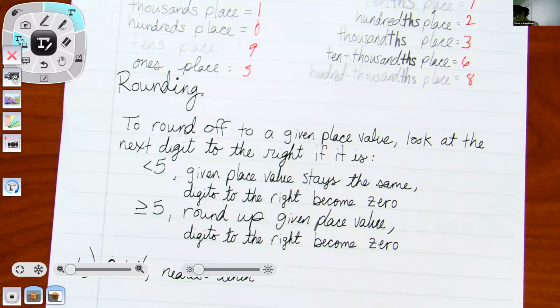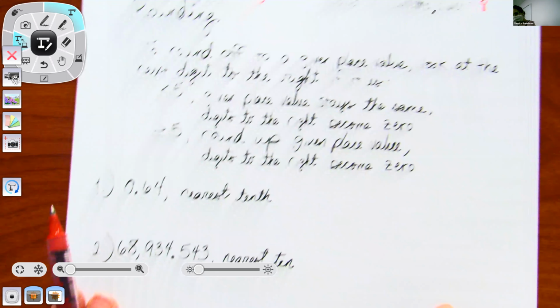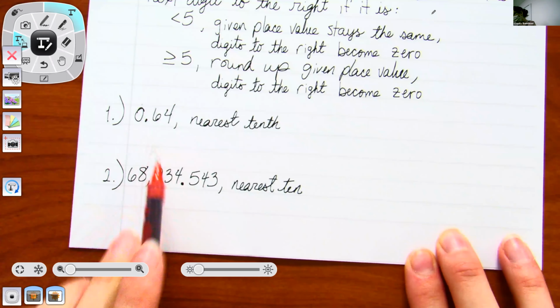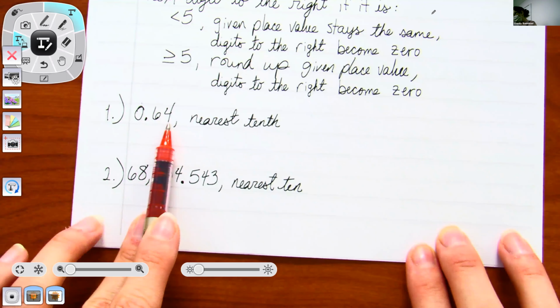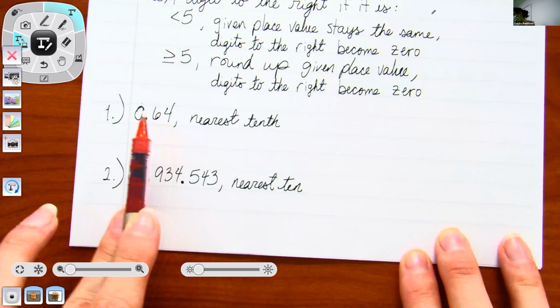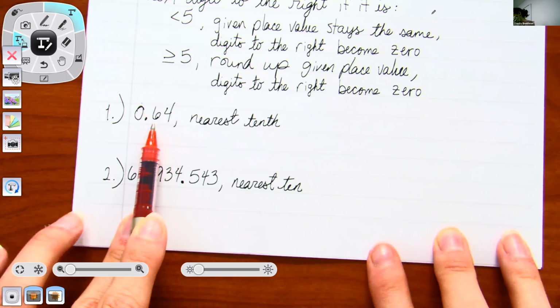So if we have 0.64, and we want to round that to the nearest tenth, this is the tenths place, the 6 is the tenths place, and it's followed by a 4. So since 4 is less than 5, then that 6 is going to stay the same. So it's just going to be 0.6.